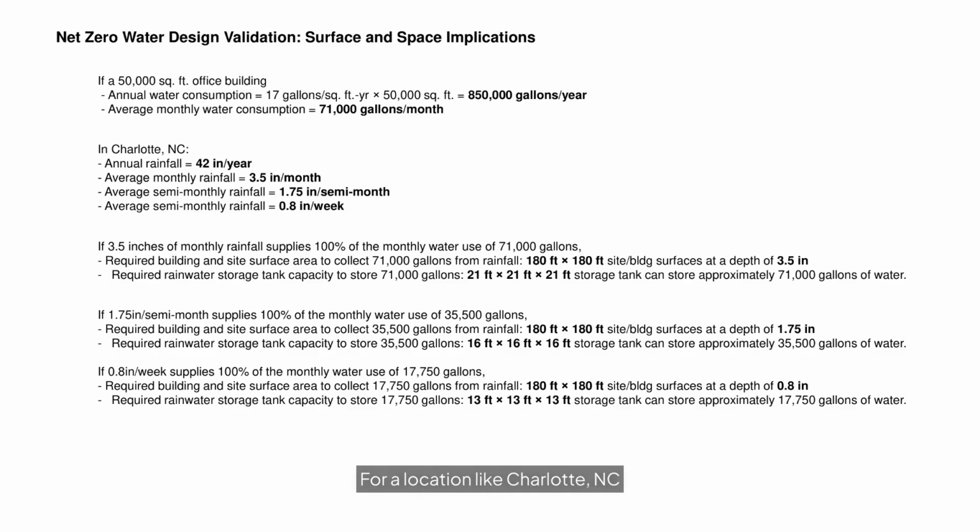For a location like Charlotte, North Carolina, with about 42 inches of annual rainfall, about 3.5 inches per month, let's calculate the required catchment area and storage. To supply 71,000 gallons in a month from 3.5 inches of rain, you'd need an extensive collection surface of about 180 feet by 180 feet, such as roof and site areas, and a cistern roughly 21 feet by 21 feet by 21 feet in size to store that volume.